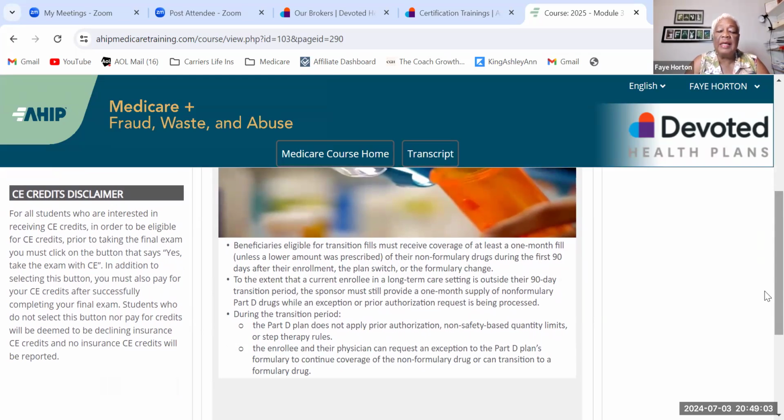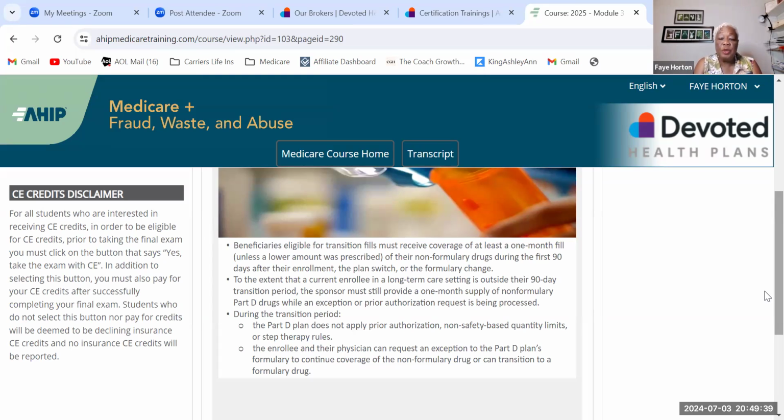A 1-month fill, unless a lower amount was prescribed, of their non-formulary drugs during the first 90 days after their enrollment, the plan switch, or the formulary change. To the extent that a current enrollee in a long-term care setting is outside their 90-day transition period, the sponsor must still provide a 1-month supply of non-formulary Part D drugs while an exception or prior authorization request is being processed.